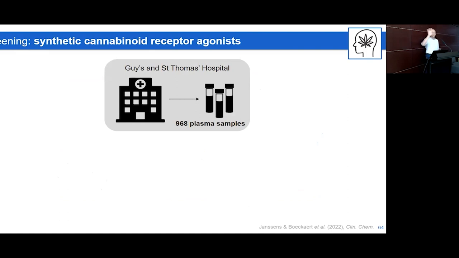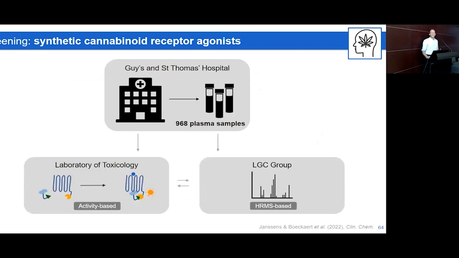Several publications preceded the work shown here. This is where we are at this stage. We collaborated with a hospital in London because they got quite a few recreational drug overdoses. 968 plasma samples were analyzed by a group with whom they collaborated, using a dedicated procedure for synthetic cannabinoids with high-resolution MS.